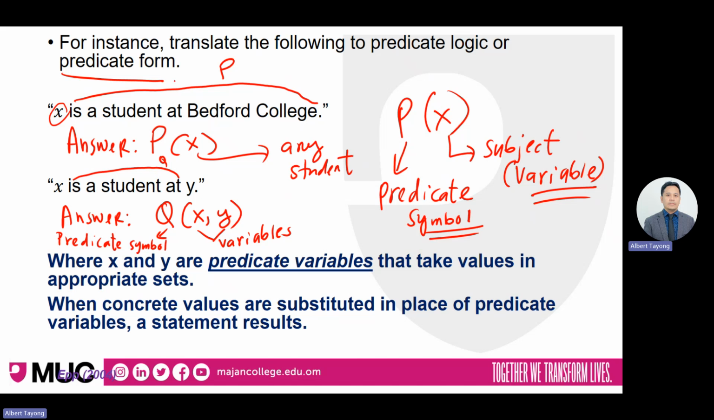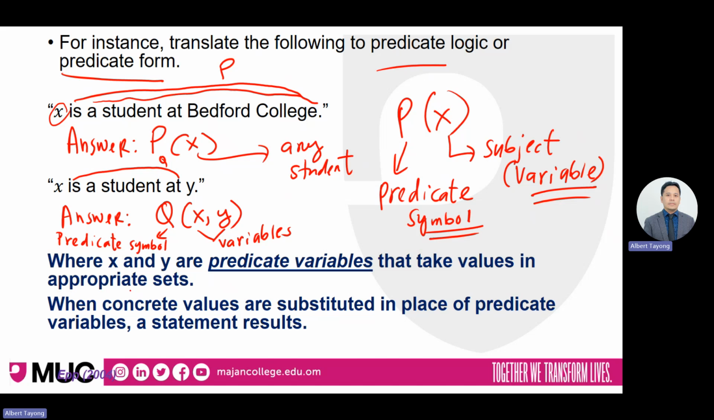So that is the essence in predicate logic or predicate form. Our nouns can be any noun related to the predicate, whatever is being used as a property. Okay, here we change our subject James to X, and we change our college Bedford College to Y. So X here can be any student, and Y now can be any college. It could be Majan University College or any college in the world. So that's the difference when we have the predicate form.